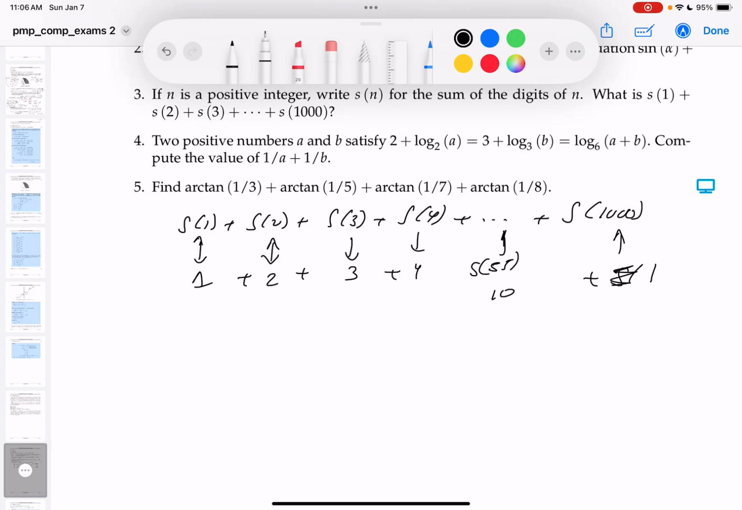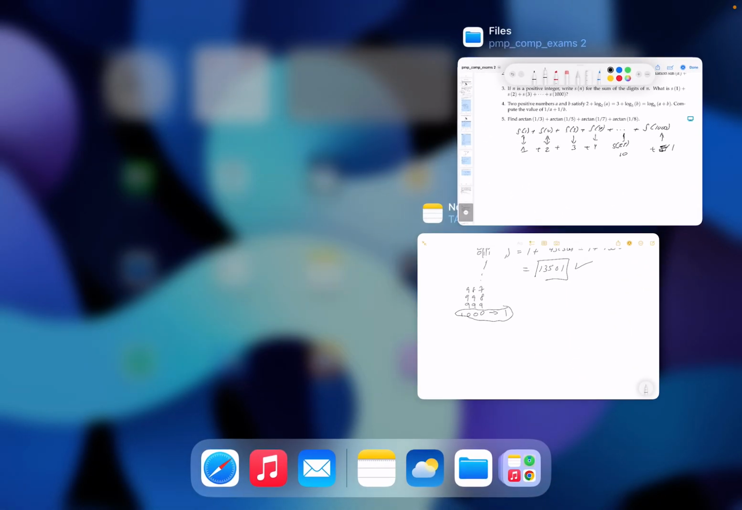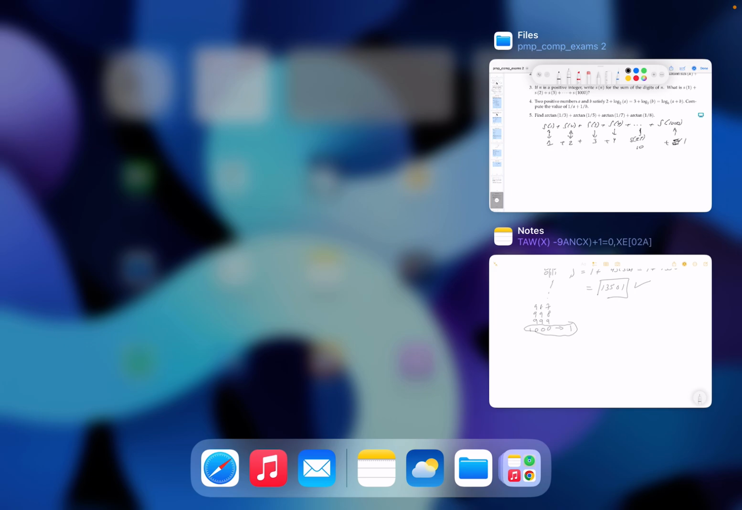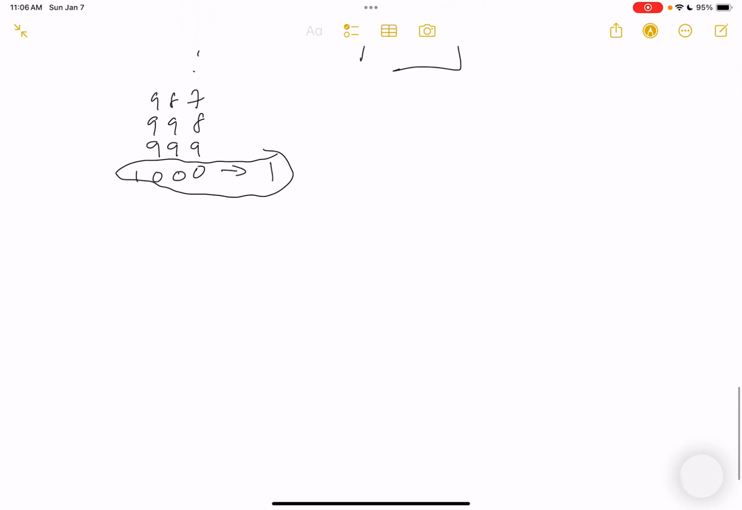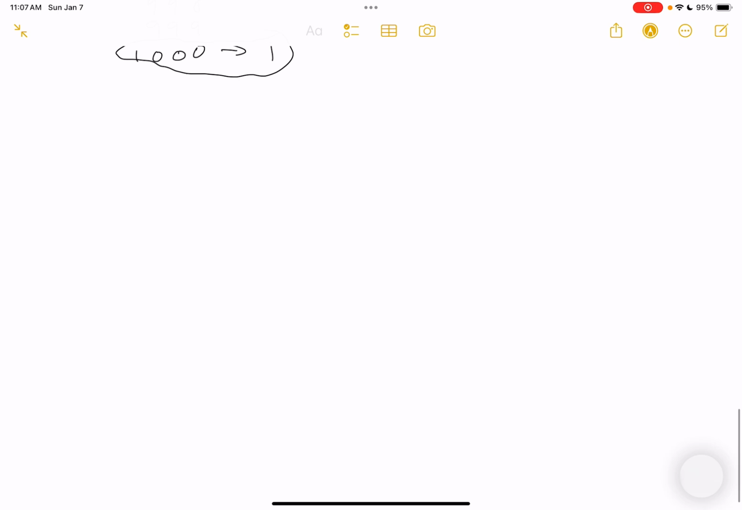Okay, on number 4, it says there's two positive numbers a and b. That means a and b are greater than 0. It satisfies these equations over here. It says compute 1 over a plus 1 over b. So I need to go to the whiteboard and write down what they've given me, and then write down what they've asked for. So what have they given me?